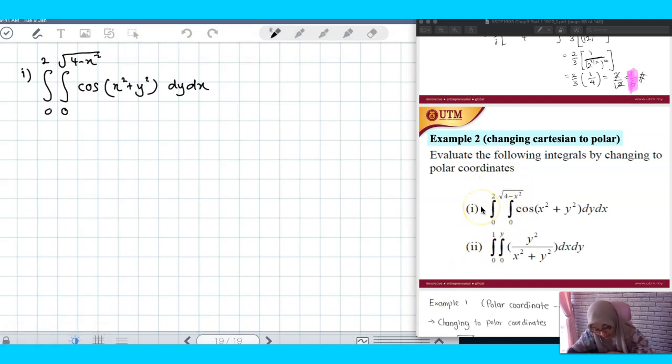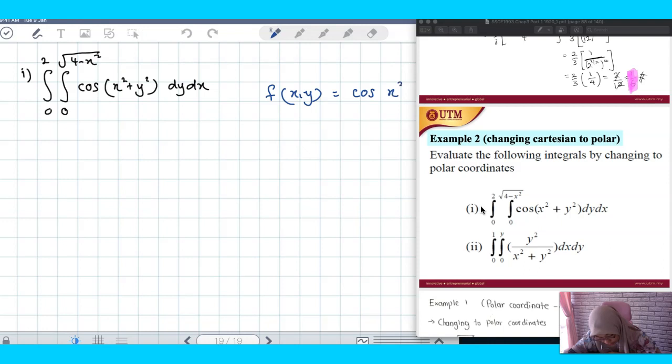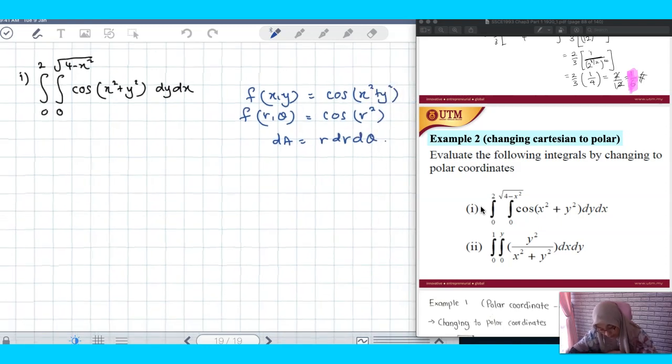Okay, so firstly we want to convert the function first. The function in xy is cos of x squared plus y squared. So in r and theta, we have cos of r squared. And we know that our dA is r dr d theta. Okay, so how about the region? We should have the region first.